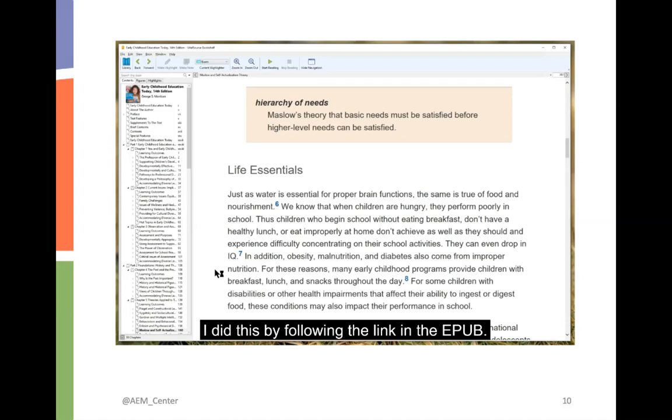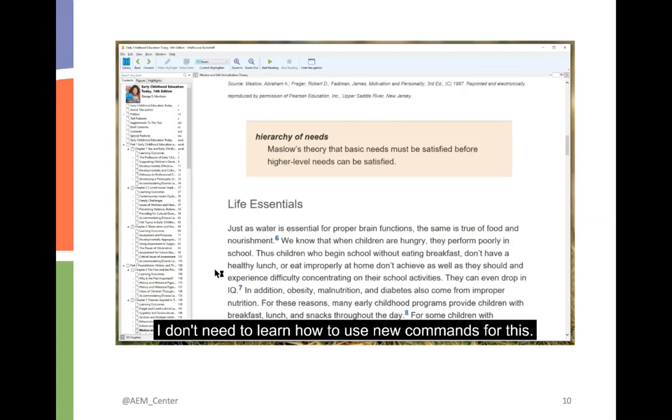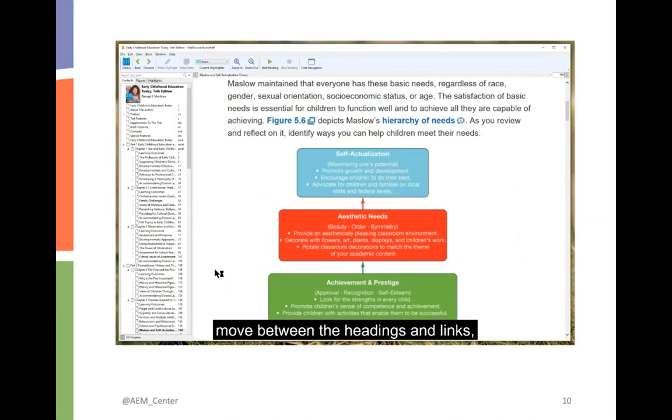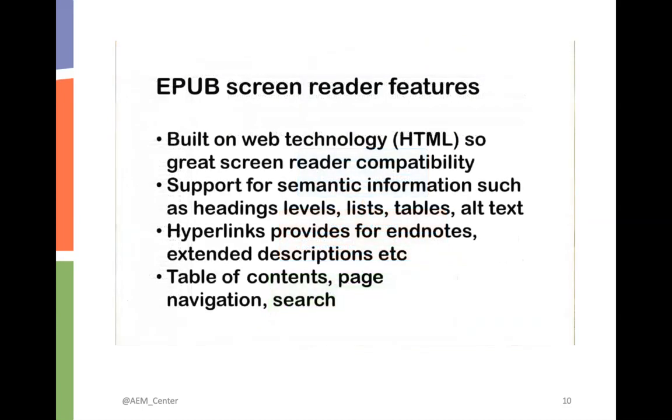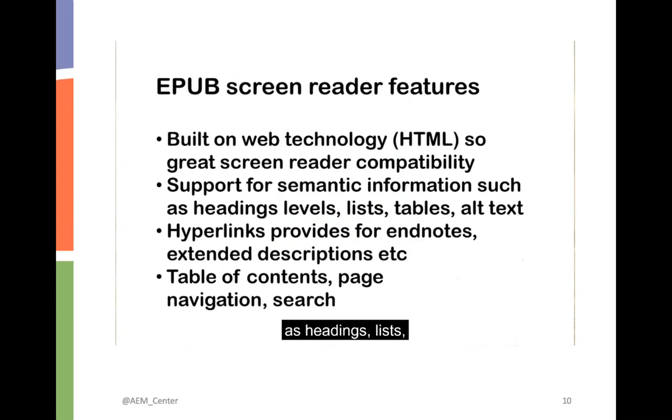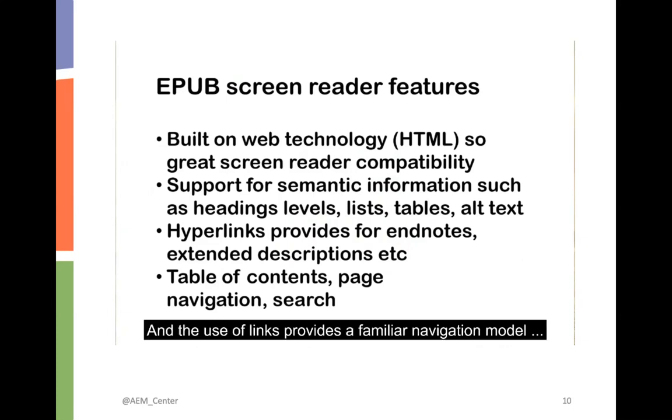I did this by following the link in the EPUB. I don't need to learn how to use new commands for this. If I already know how to use my screen reader on the web, then I can use the same commands in an EPUB to move between the headings and links, jump to the next graphic, navigate around a table, and so on. So because EPUBs are built on web technology, the compatibility with screen readers means there's a great experience reading the HTML-based content, not just to the text, but to rich information such as headings, lists, tables, and image descriptions. And the use of links provides a familiar navigation model for endnotes and other features.